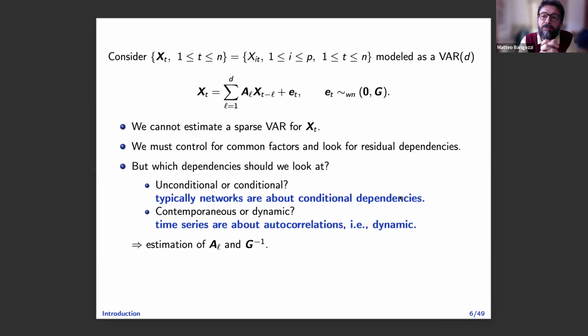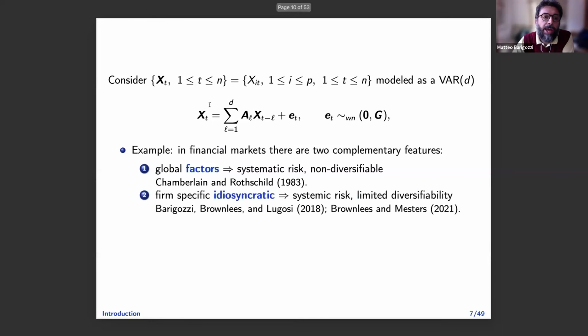So based on these observations, then probably one should not start directly estimating a sparse VAR on a large panel of this kind of time series. There might be some where you can do that, okay? So you first should control for common factors, and then maybe look for residual dependencies. This is what we do here, okay? And which kind of dependencies? Well, here we stress the fact that we deal with conditional dependencies and dynamics. So we care about estimating A(L) and G, but not on the data that we observe, but on the data after we control for common factors. So this is what we're going to do, okay?